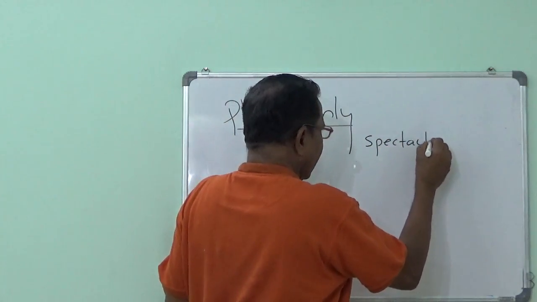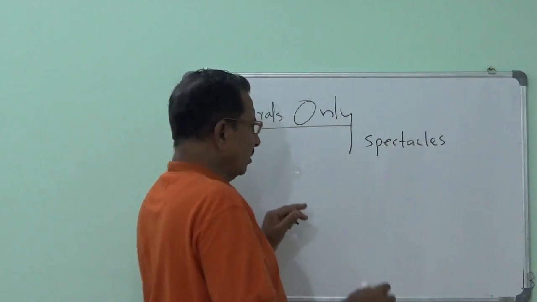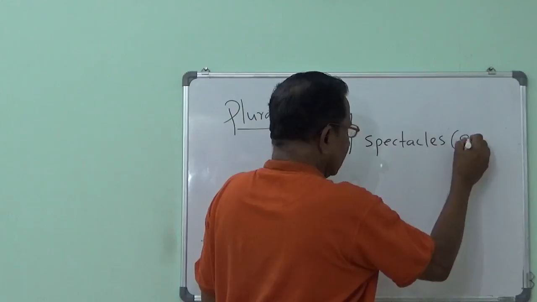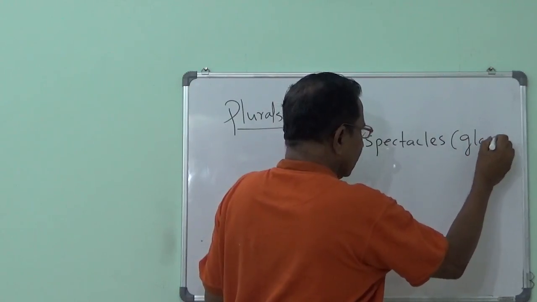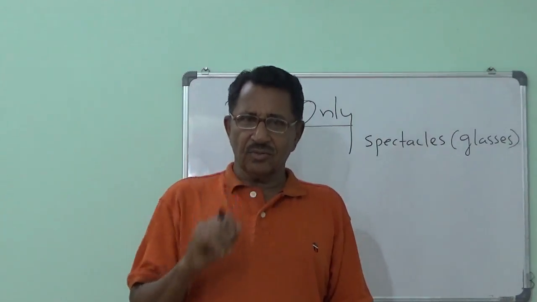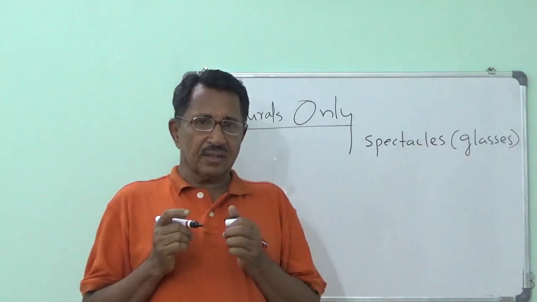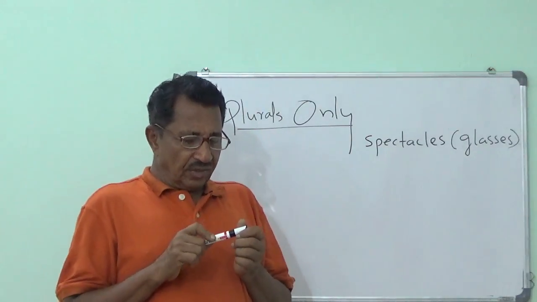Either you can say spectacles. So whether you study, you learn this word, huh? Spectacles. Or you can say glasses. Glasses. So glass sometimes, the drinking glass also, you may think. But not that. When you say plural, only this word. Understand? Another word is very interesting.